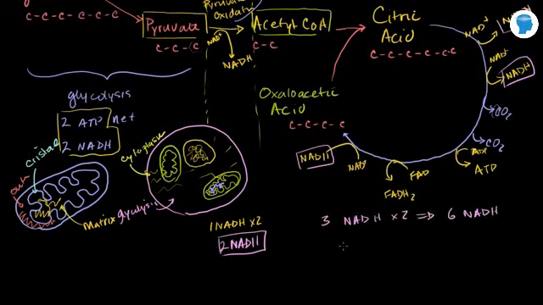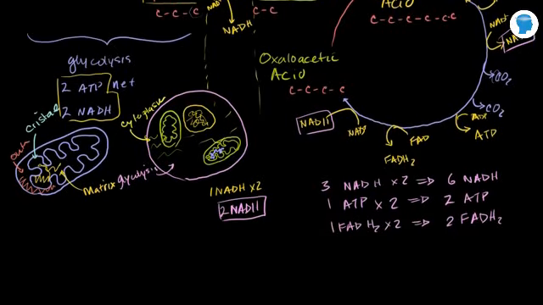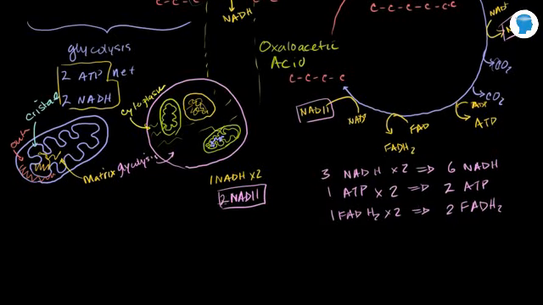NADHs. We have 1 ATP per turn of the cycle. This is going to happen twice, once for each pyruvic acid. So we get 2 ATPs. And then we have 1 FADH2. But we're going to do this cycle twice. This is per cycle, so times 2. We have 2 FADH2s.